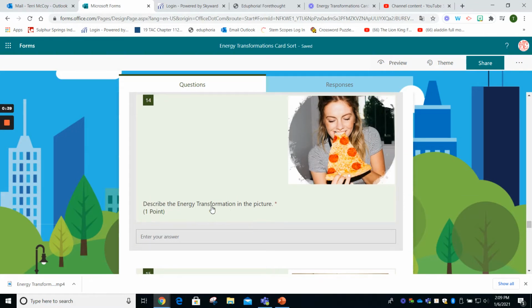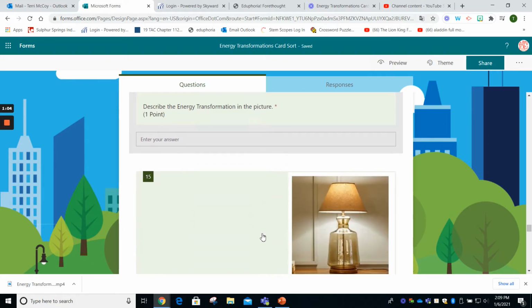Number 14 says, describe the energy transformation in the picture. And this is a lady eating a piece of pizza. What type of energy is food? It's chemical energy. And what does our body turn that chemical energy into? Energy that we need to move around. So I would put for my answer chemical energy to mechanical energy, because we use that energy to move around.